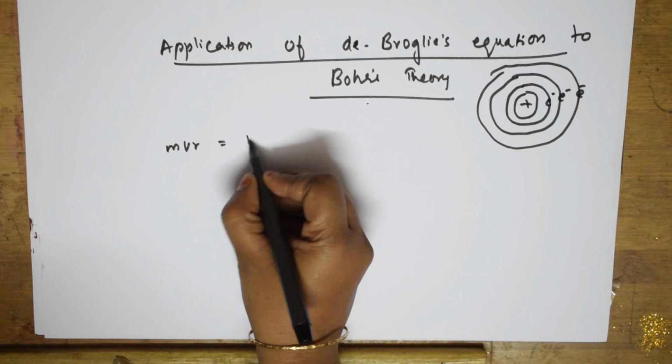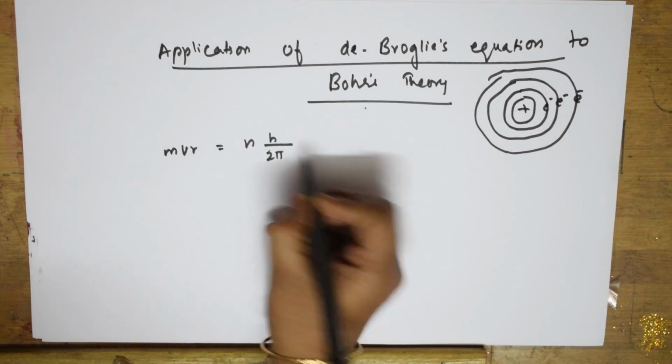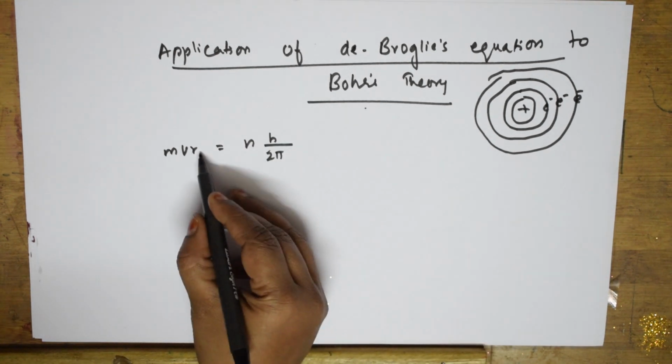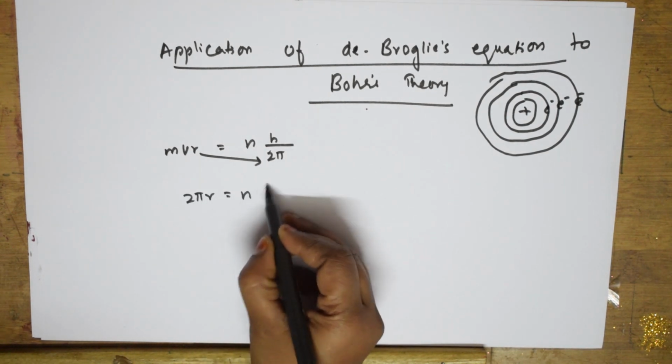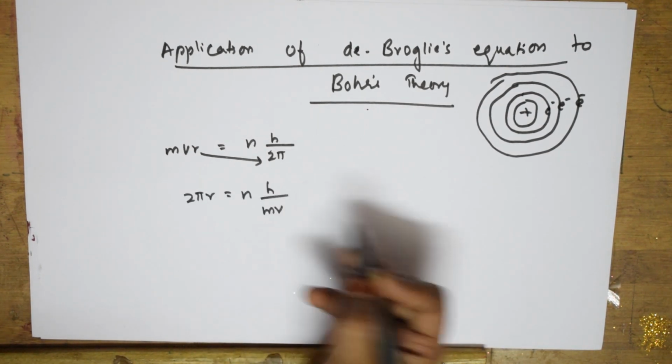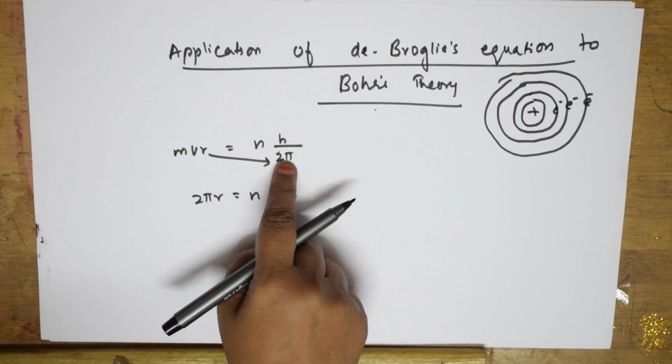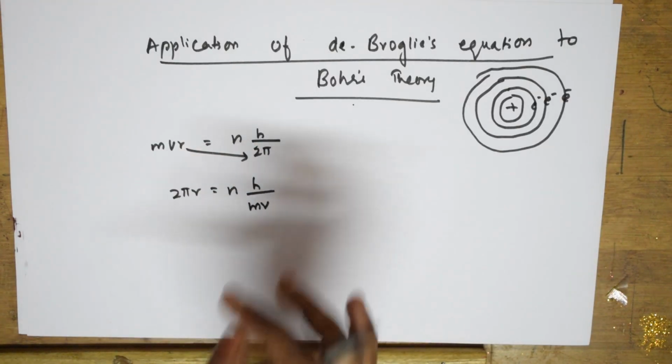Now let's see. mvr is equal to nh by 2 pi. Now I am multiplying this. 2 pi r is equal to nh by mv. Okay, I've taken this to this side.